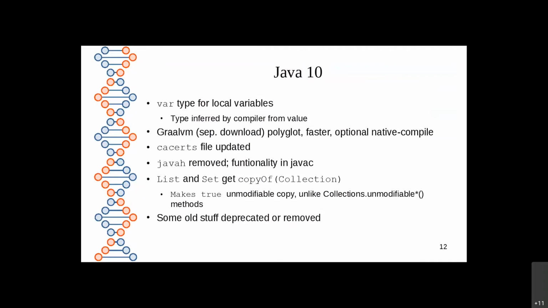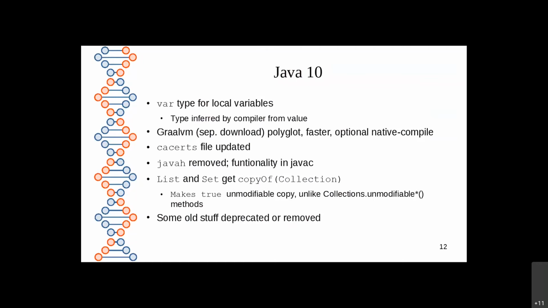You can only build those on those platforms, so you need to have multiple machines available if you want to make a native version of things, but it's way faster. The CA certs, the certificate file, was updated. It was long overdue, and that makes it more likely that if you use HTTPS, it will be trusted.